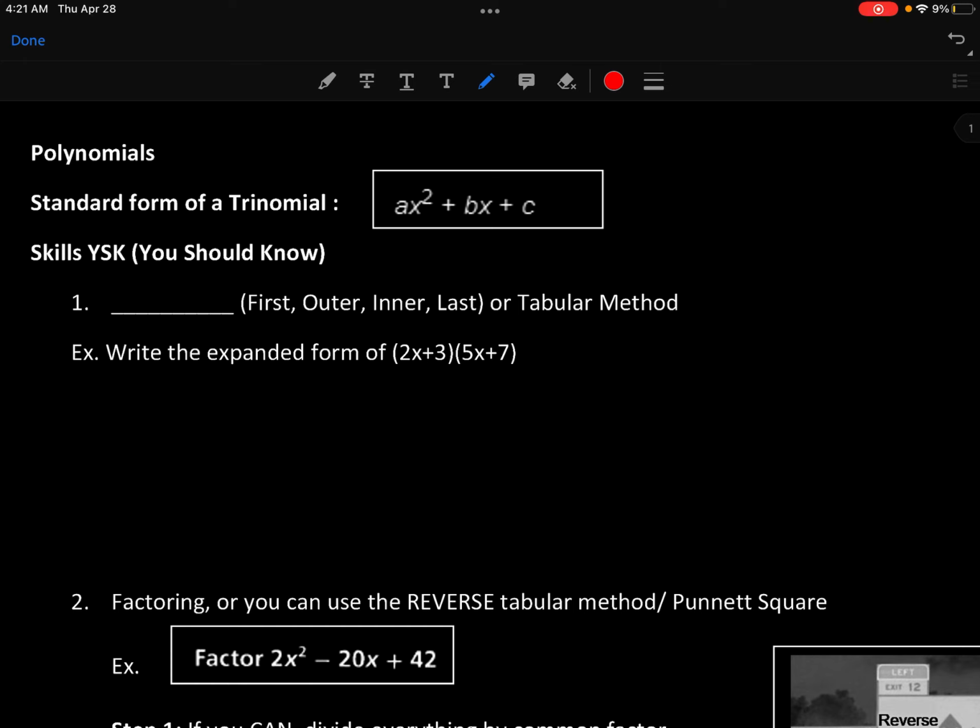Now, the standard form of a trinomial, which is when you only have three terms, is ax squared plus bx plus c. This is what we are going to be working on for this unit. This is also called a quadratic function. Whenever you have an x squared term, that's a quadratic.